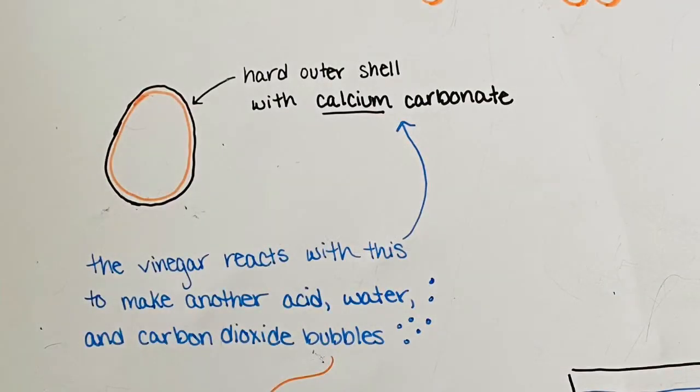Because this is a chemical reaction, we don't end with the same chemicals that we started with. So the vinegar reacts with the calcium carbonate to make a different acid and water and carbon dioxide, which we see released as bubbles.